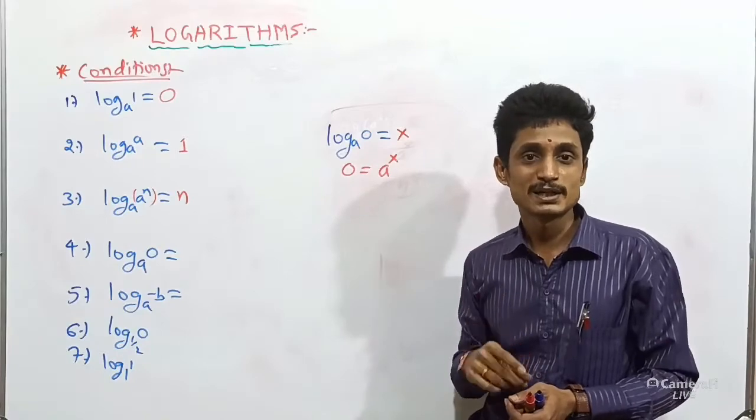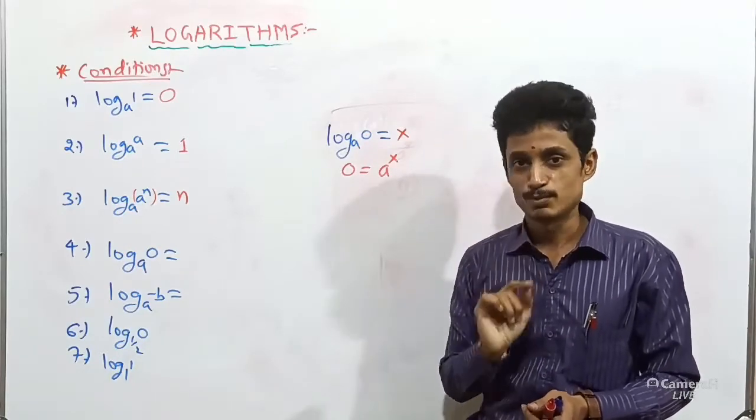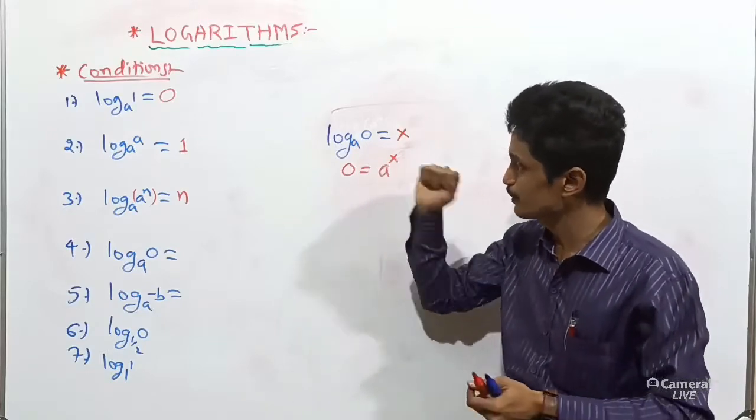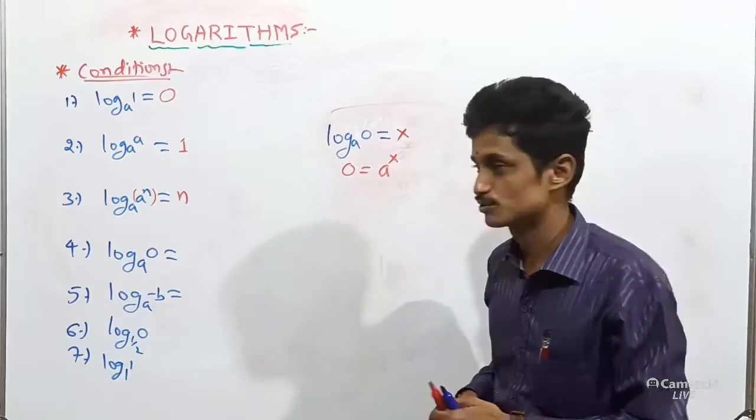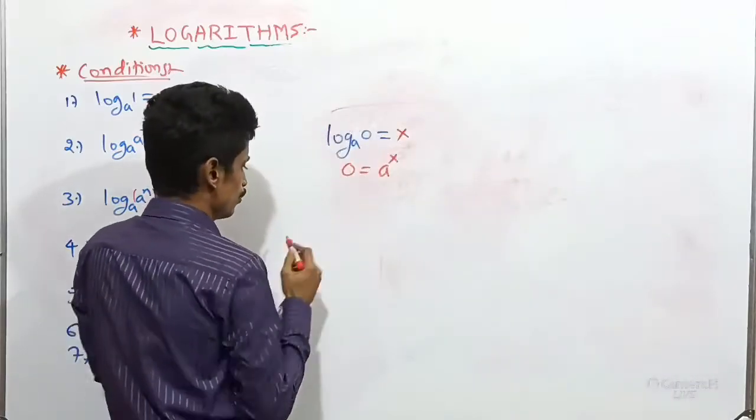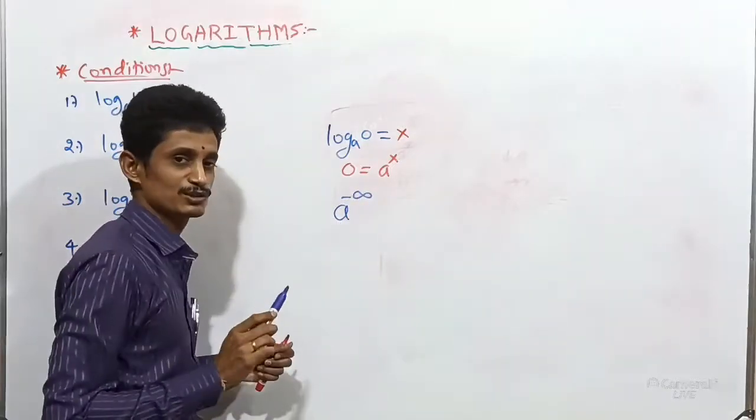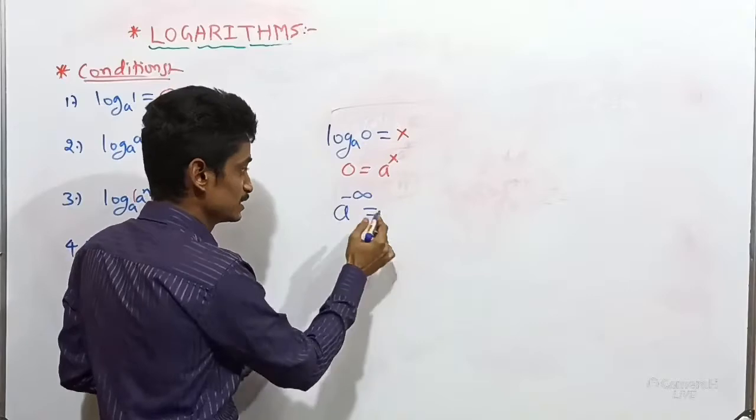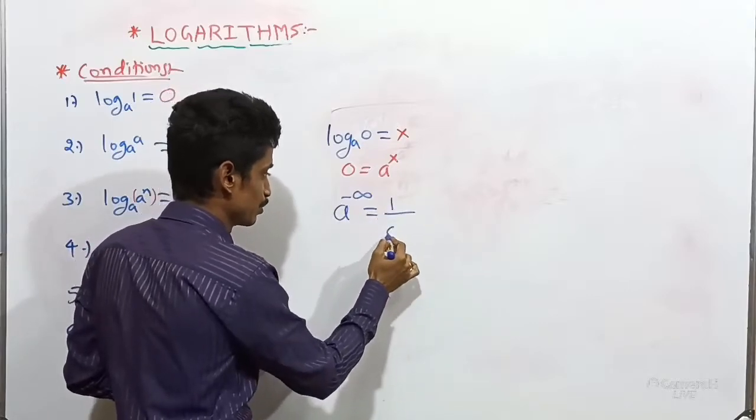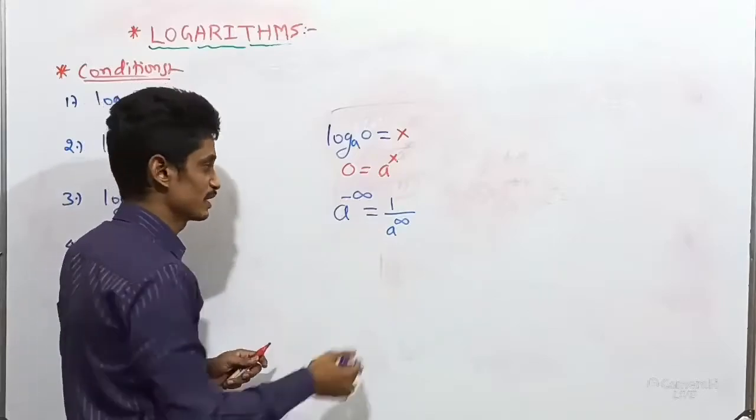Dear student, keep in mind exponential results will always give us only a positive quantity. So how did we get 0? Then for what values of x do we have a 0? Let us see about that. When I have a power minus infinity, a is any positive number, a power minus infinity can be written with a positive exponent as 1 divided by a power infinity.